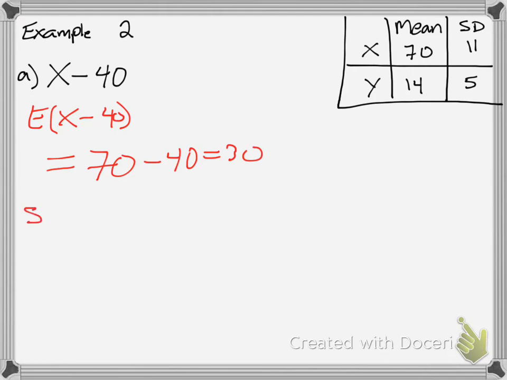Then our standard deviation of our random variable X minus 40 is going to be equal to 11, because remember, whenever we add or subtract a constant, it does not change.